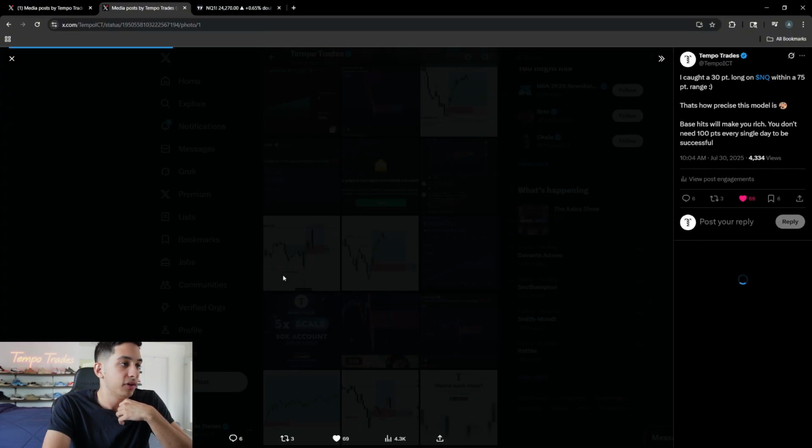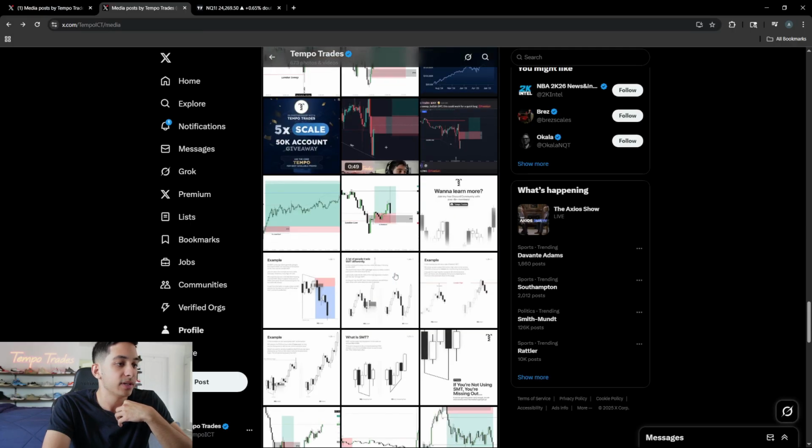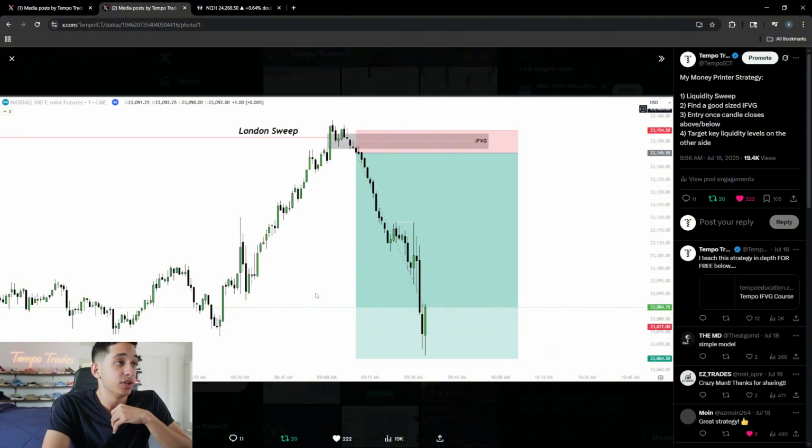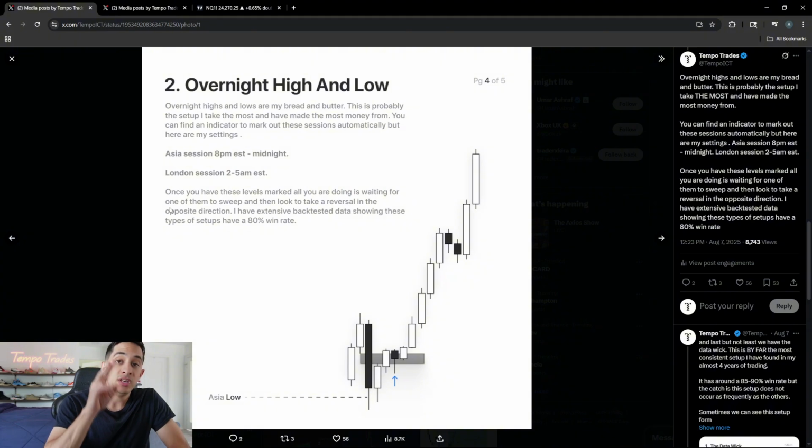I'm trying to find, here's another one, a little London sweep. That's a nice base hit. Trying to find one more example. Here's a really nice one. You can see here, we come up, sweep that London high. We're looking for that reversal at that key level, and boom, shorts all the way to the downside. So this is my number 2 favorite liquidity sweep, 70 to 80% win rate on this one.